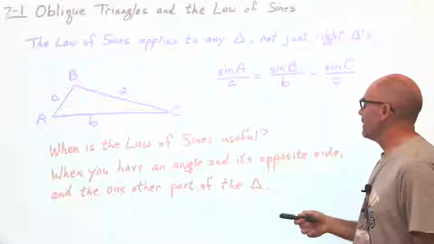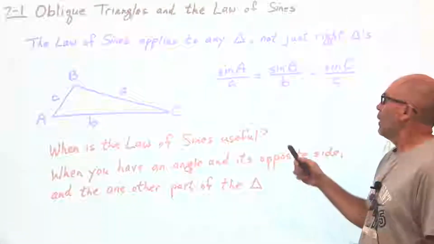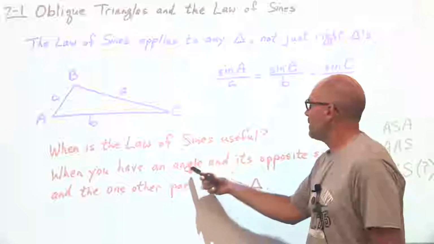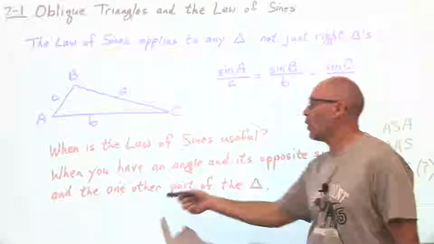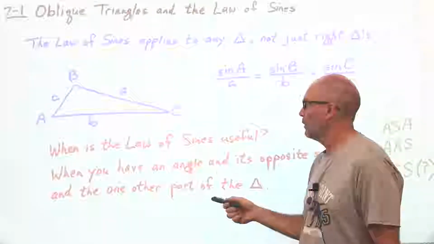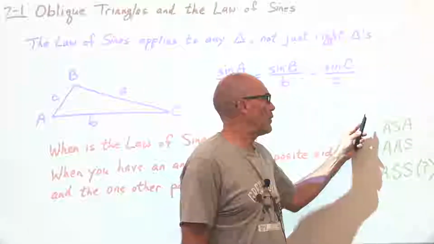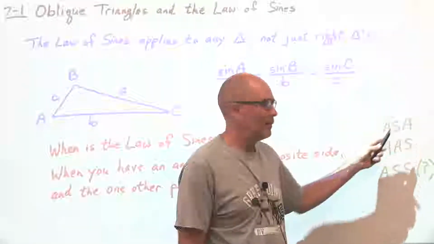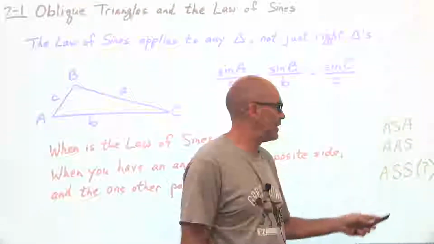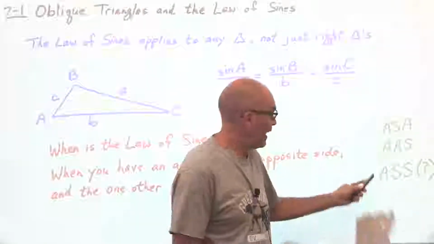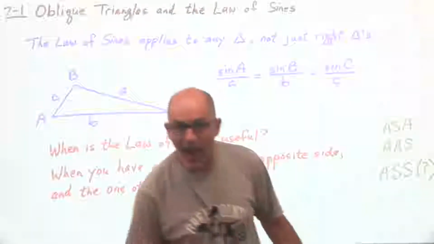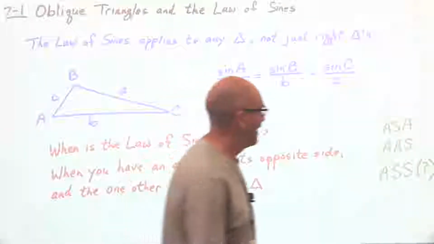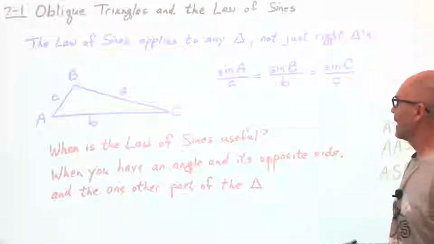So, when is this going to be useful? Well, you have to have some angle and its opposite side, and then one other part of the triangle. So, when do you have that? Well, this will be useful when we have angle, side, angle, angle, angle, side, or angle, side, side. Do we have that in a Christian school? Yes, we do.